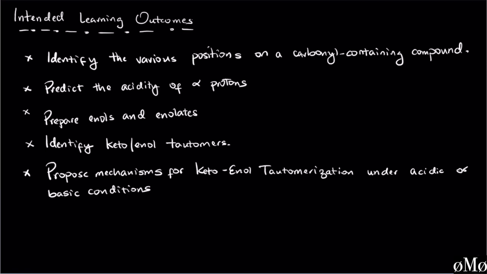You should be able to predict the acidity of alpha protons on carbonyl-containing compounds. You should now be able to prepare enols and enolates. Using the right amount of base, you can prepare an enolate, or in any catalytic system, you can prepare the enol. You should also be able to identify the keto-enol tautomers of different molecules. These are rapidly interchanging constitutional isomers, so you want to look for the ketone form and the enol form. And you should be able to differentiate between that and the resonance structure. And then lastly, you should be able to propose mechanisms for keto-enol tautomerization under acidic or basic conditions.